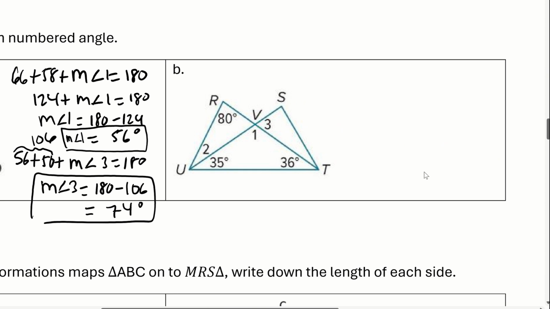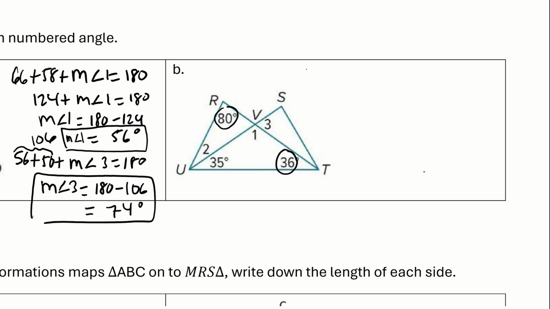Part B. So for part B, notice that we got a triangle here, and a triangle adds up to 180 degrees, right? So that's what we're going to do first. We're going to try to get angle 2. So triangle angle sum theorem for the triangle on the left. So we got 80 plus 35 plus angle 2 plus 36, okay? So remember, we have to combine these two angles.